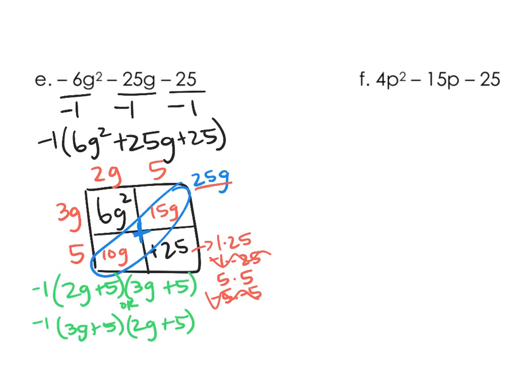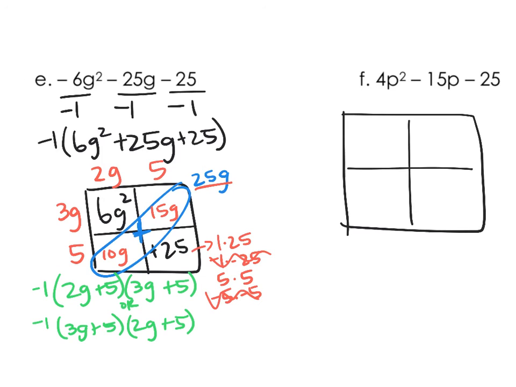Okay, last example. Let's look for a GCF first. A 4, a 15, and a negative 25. It does not look like I have any GCF. So I'm going to have to go straight to my box. So I got to multiply to be 4p squared, multiply to be negative 25, and I need to add to be a negative 15p.